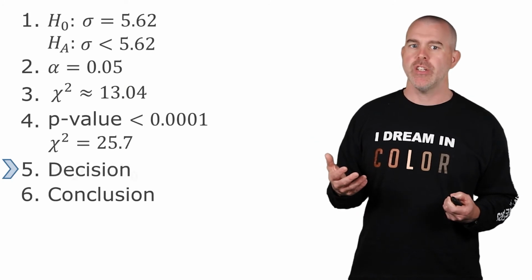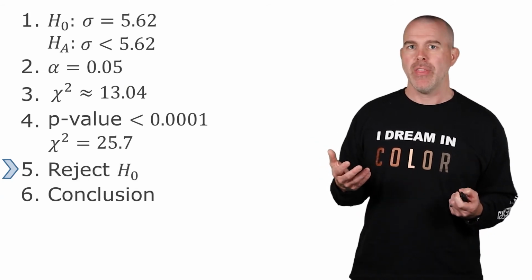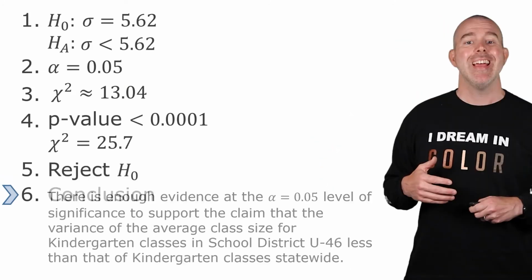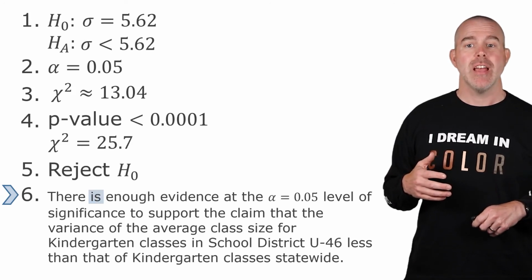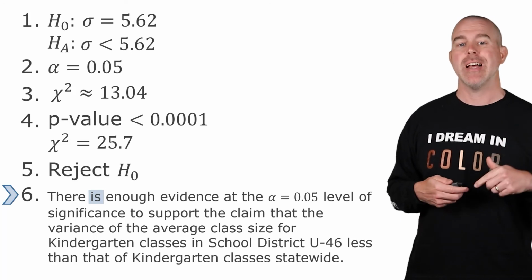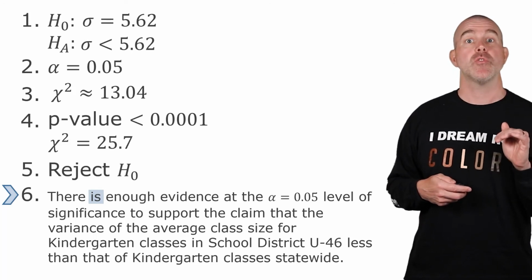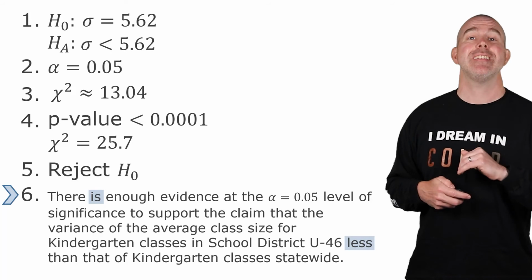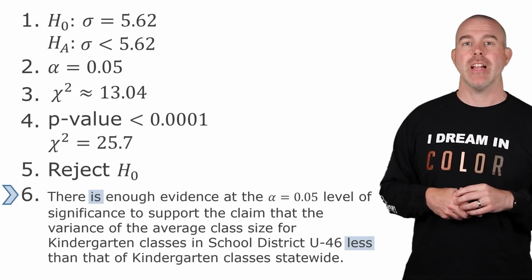So then we make our decision. It's to reject the null hypothesis. So then our conclusion is that there is enough evidence at the 0.05 level of significance to support the claim that the variance for average class sizes in kindergarten for school district U46 is less than that of kindergarten classes statewide.